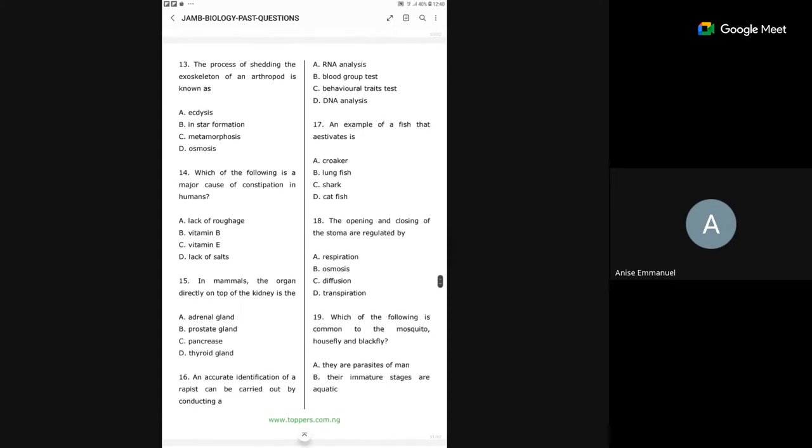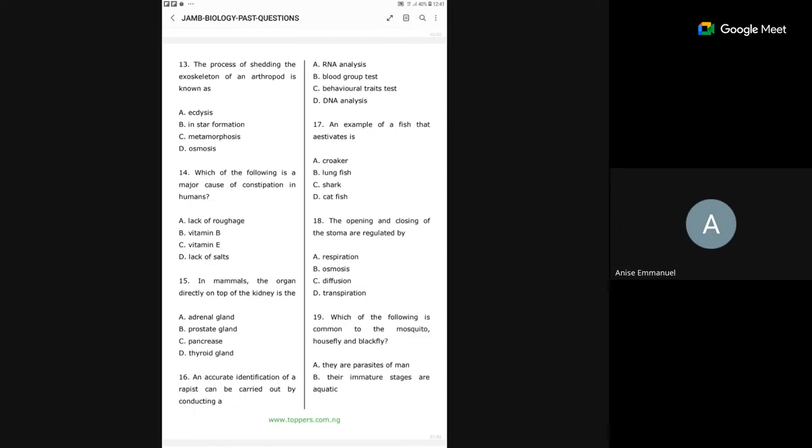We'll go to number 17. An example of a fish that estivates. Estivation has to do with going down into the soil. When you go to the aquatic environment, you'll see a lot of interesting things. Some fishes go down the riverbed, into the mud. So you need to go down to get them. So we have croaker fish, lungfish, shark and catfish. The answer is option B, lungfish.